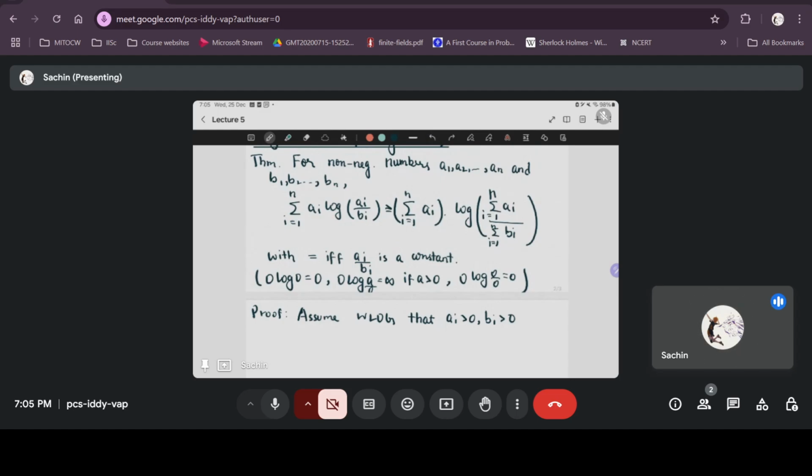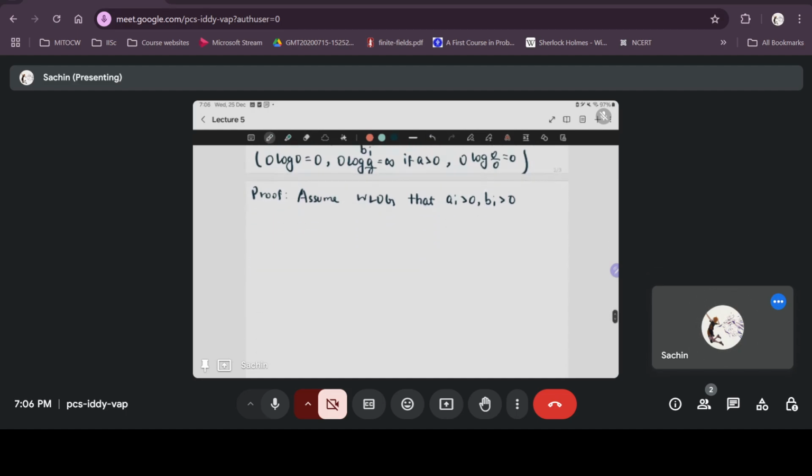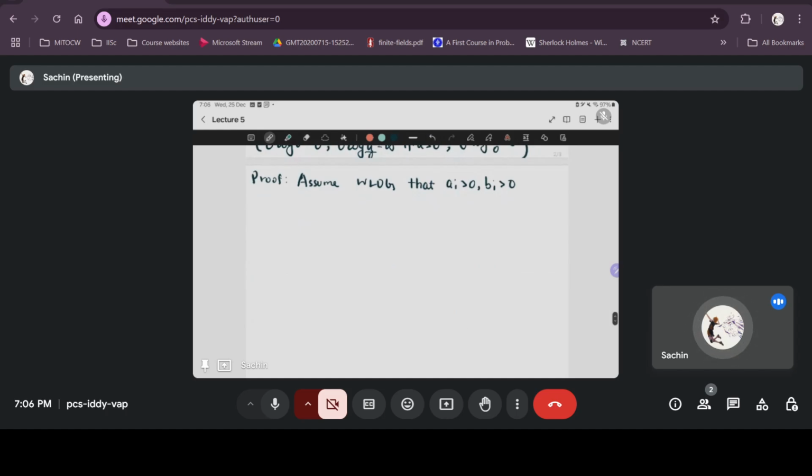If for some ai is greater than zero, but bi is zero, then this side will be infinity, and you'll get infinity greater than or equal to some finite quantity, which is again fine, the inequality will hold. So we only need to check when ai is greater than 0 and bi is greater than 0.